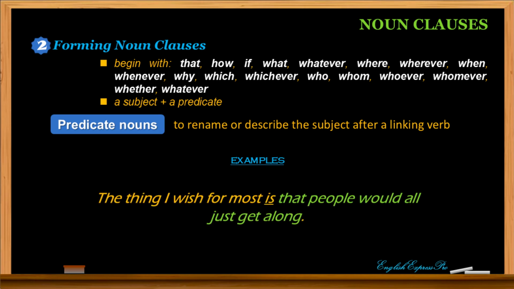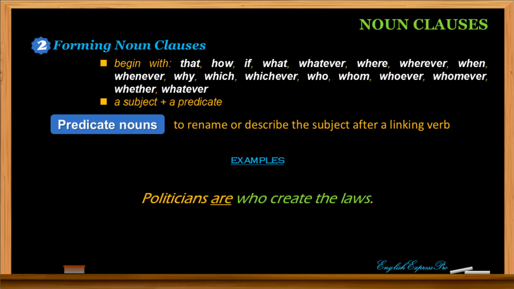The thing I wish for most is that people would all just get along. That people would all just get along is the predicate noun of the linking verb is, renaming the subject, the thing I wish for most. Politicians are who create the laws. Who create the laws is the predicate noun of the linking verb are, renaming the subject, politicians.